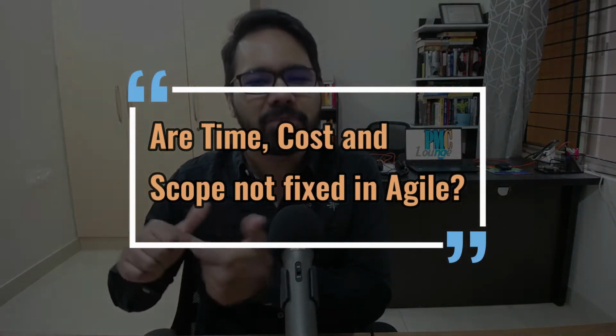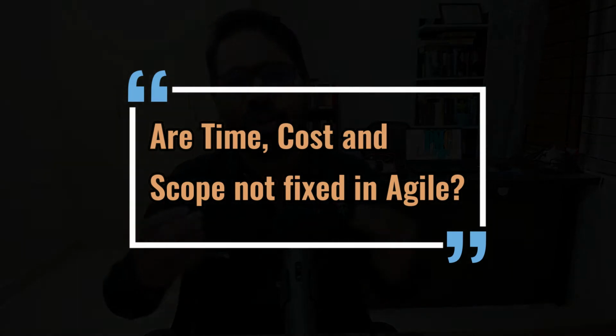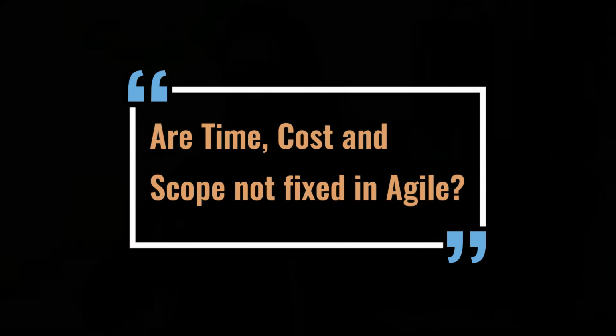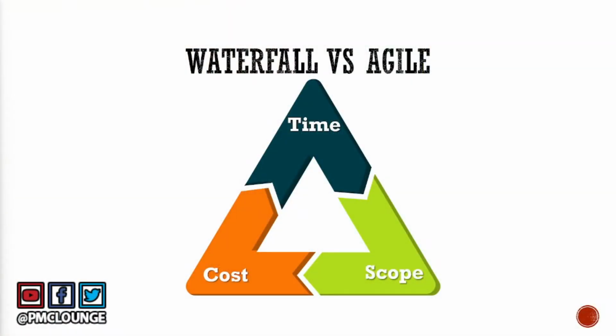Now in this video, I wanted to answer a question which I thought was very, very interesting. The question was, by agile environment, are we saying that the time, cost and scope are not fixed? They are not baseline, because they are baseline in waterfall. That's something that we all know. So are we saying that these three are not baseline when it comes to the agile environment? That is a popular myth.